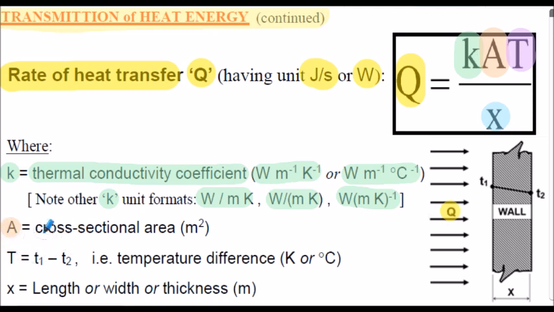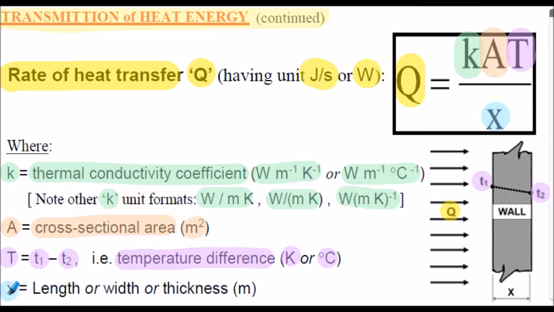Symbol capital A relates to the cross-sectional area of the plate or the wall, and that must be in meters squared. And capital T relates to the temperature difference across the wall, where T1 is generally the inside surface and T2 the outside surface. And from our previous presentations, we know that this temperature difference can be specified in either Kelvin, K, or in Celsius degrees C. 1 K rise in temperature is equivalent to 1 degree C rise in temperature.